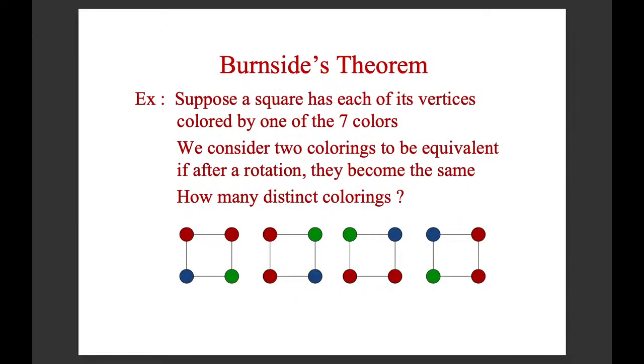So this time it is a square. And each of the vertices, we can color it in one of the 7 colors. And then we consider 2 colorings to be the same if one can be obtained from the other by rotation. So for instance, you rotate this one counterclockwise by 90, you get this one. And these 2 are the same, another 90 degrees, and then these 2 are also the same. So we have actually these 4 colorings that should be considered as the same way of coloring. Okay, so how many different colorings can we find?